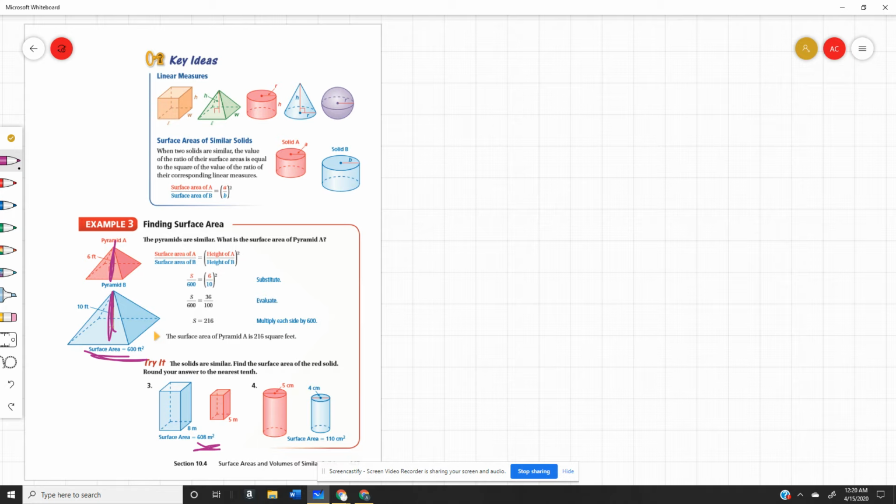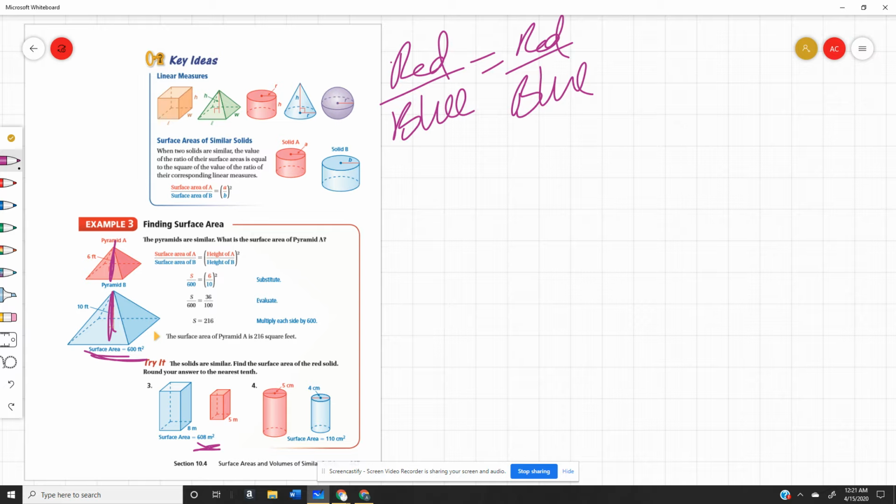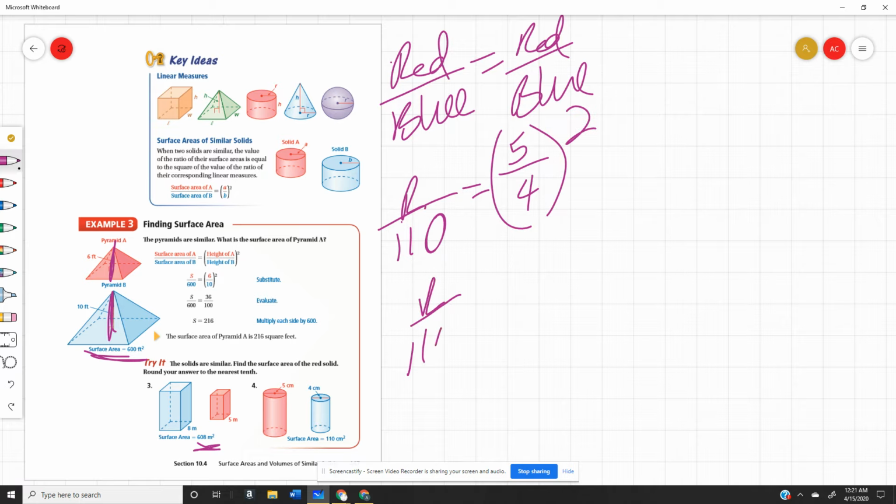Okay, so on this one, they give us the diameter. Let's work with it and see. So we have red over blue equal to red over blue. We have red we don't know, so that's R. Blue is 110. And then we have 5 over 4, and we need to square that. So R over 110 is equal to 25 over 16. 16R is equal to 200.